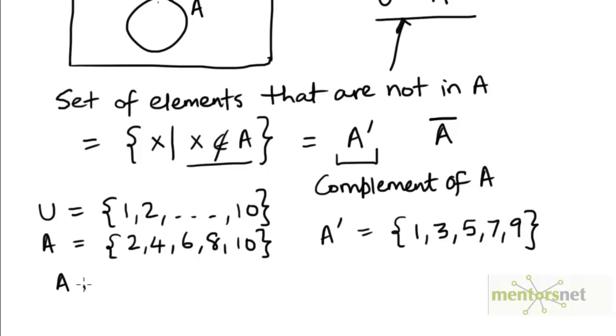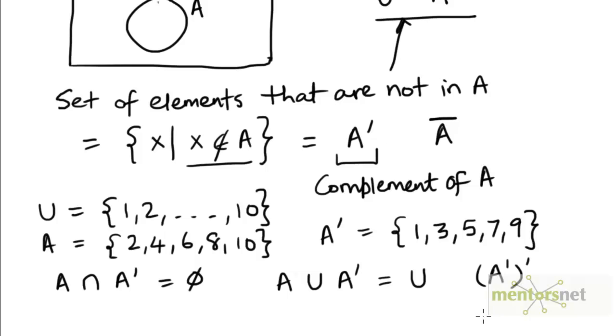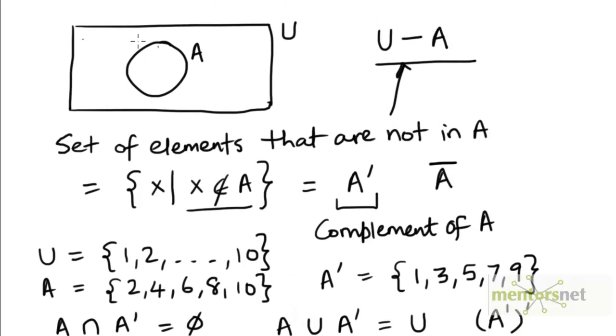And obviously you can see that A intersected with its complement will be the empty set, because the complement of A are all the elements which are not in A. So A and A complement don't share any elements in common, so their intersection is the empty set. But if you take their union, A union A complement, that would be the universal set. What if we take the complement of the complement? So A complement is the set of elements which are not in A. If we take a double complement, we get back the set A. So the complement of A complement would be the set A.